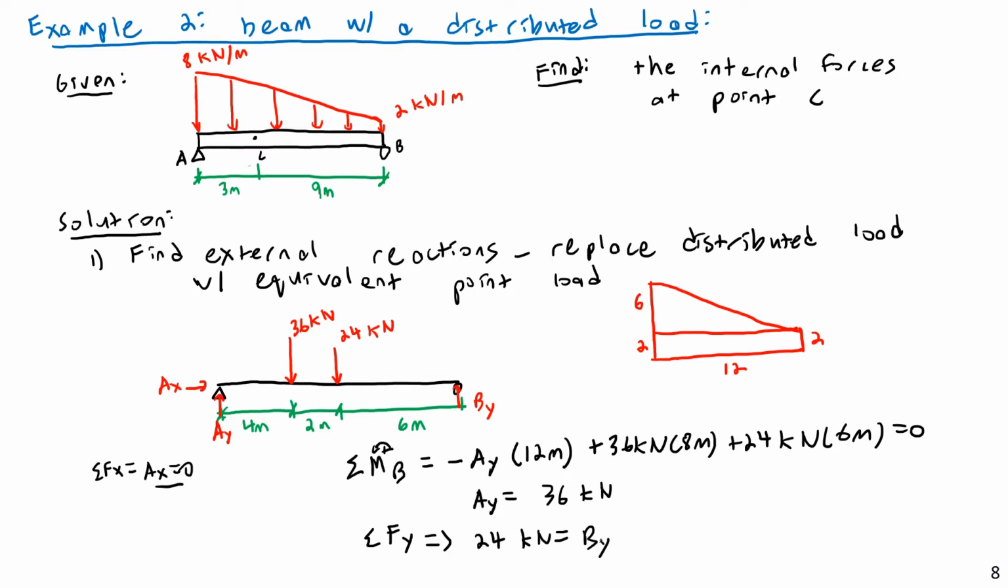But again, all we're going to need is AY for our problem, because what we're trying to find is the moment at point C, which is 3 meters from the left. Now this is going to be quite a little bit trickier than the previous one, so this is where the problem gets interesting. Step 2: draw a free body diagram of the cut section.